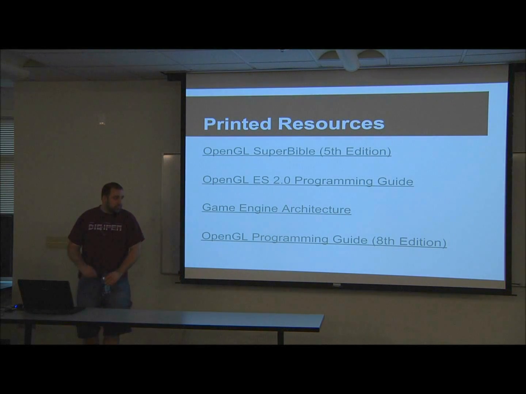If you're looking for printed resources, there are a few good ones. The OpenGL Super Bible is the really popular one. I mean, it's okay. It's a book. It won't lead you astray. The OpenGL ES2 programming guide is a good one if you're going to do mobile programming, iOS stuff. It's a pretty standard book. Game Engine Architecture is a popular book. A lot of people in DigiPen right now are raving about this book. It's got some graphics stuff in there, and it'll get you some basics. It's a good book to read through.